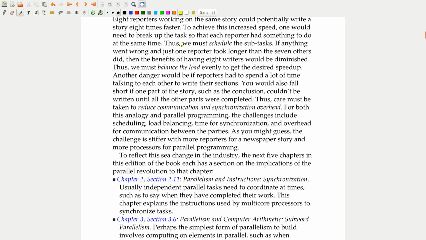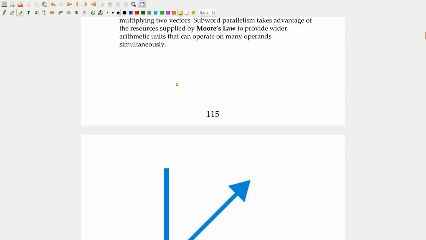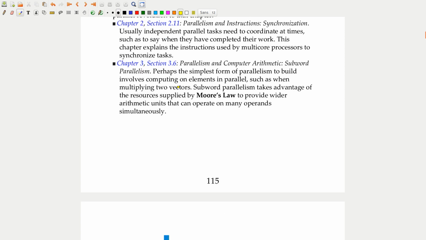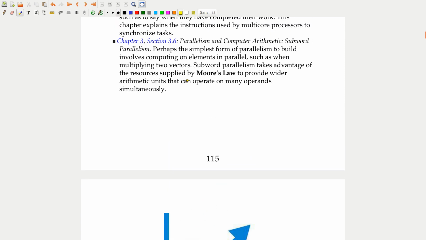Okay, and then they do their own analogy. Okay, and then they reference Moore's law again.